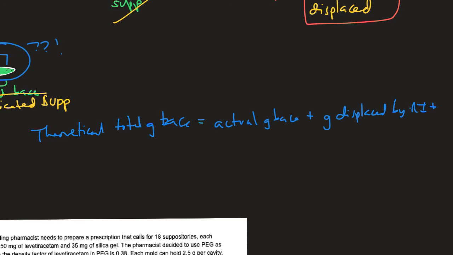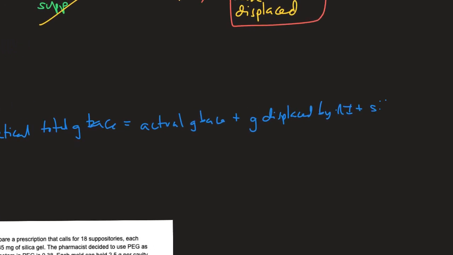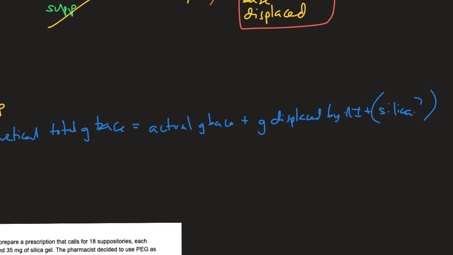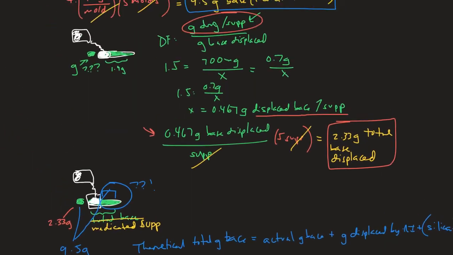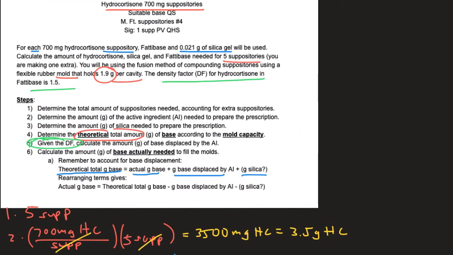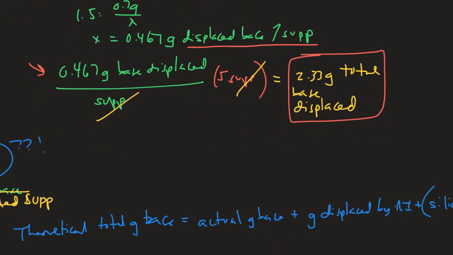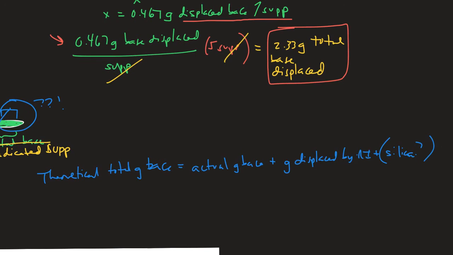I put silica with a question mark because, as you remember, we only account for silica in the subtraction if it's greater than or equal to 25 milligrams per suppository. As you can see listed here, silica is 0.021 grams per suppository. Oops, sorry, that's not 25. That's 21 milligrams, which is less than 25 milligrams. So you don't need to account for it in the math. In the calculation of this, you can cross the silica out.